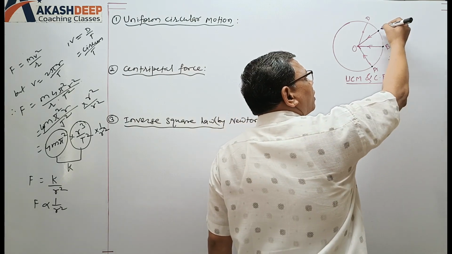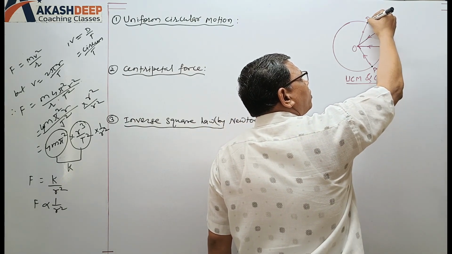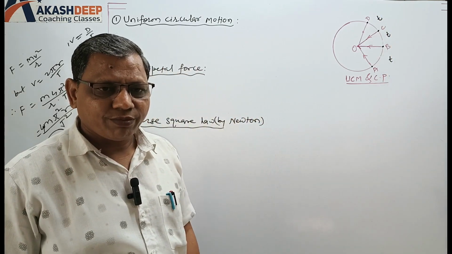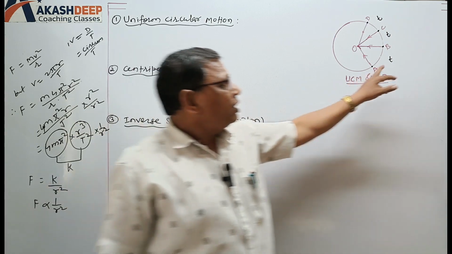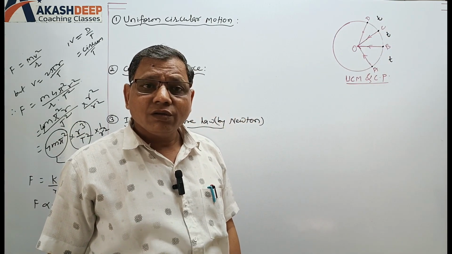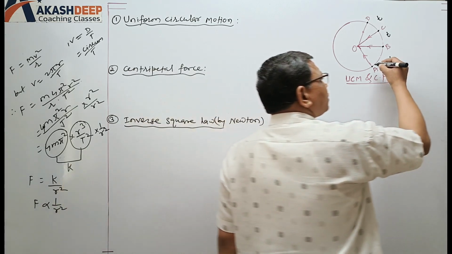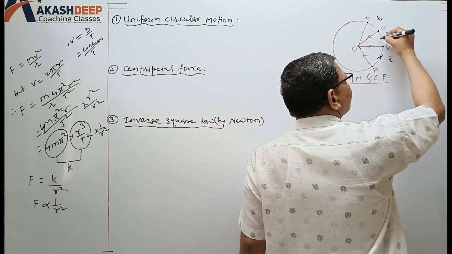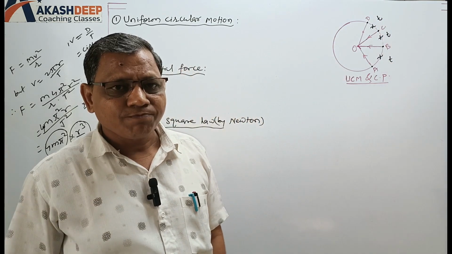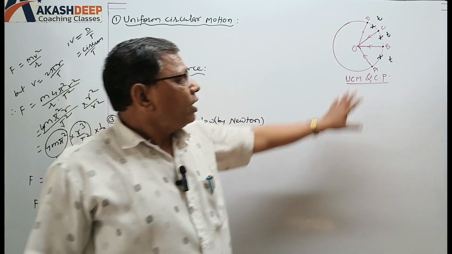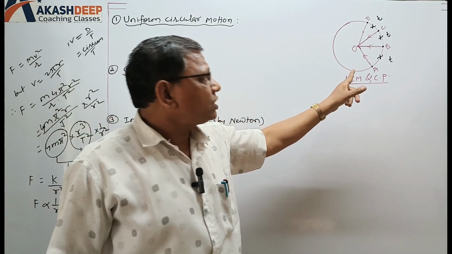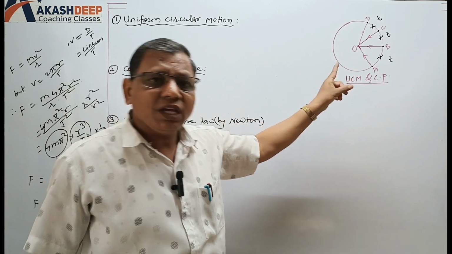Also, from C to D, it moves in the same interval of time t. That means here time interval is equal. Then what happens if distance covered AB is x meter, BC is x meter, and CD is also x meter? That means in each case there is equal distance traveled by an object in equal interval of time.